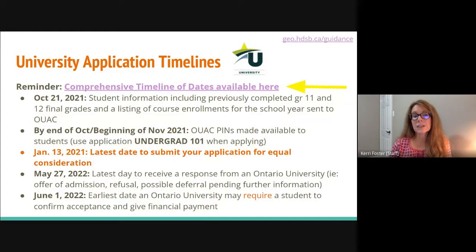So those applications must be received by January the 13th, and then students will begin to receive offers of early admission on a rolling basis. May the 27th is the last date by which a student should have received an offer from a school, and by June 1st, they need to confirm whether or not they want to accept the offers that they've received.